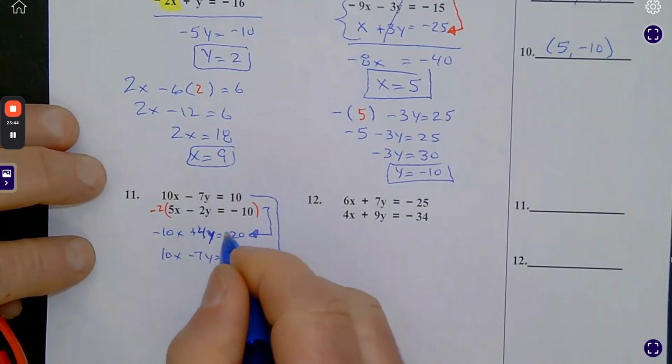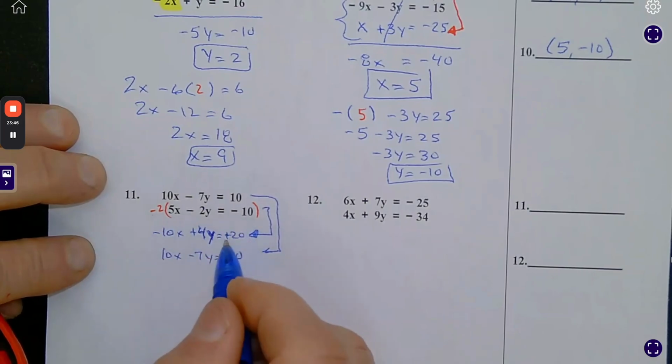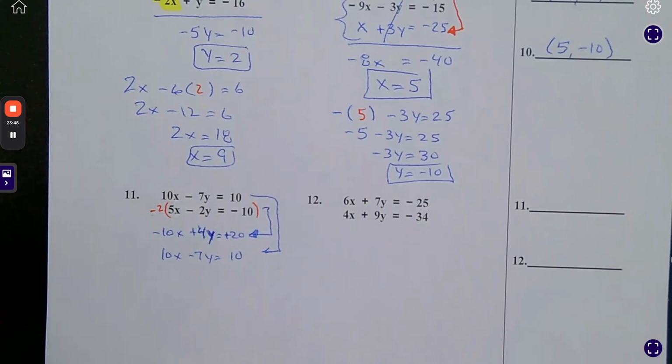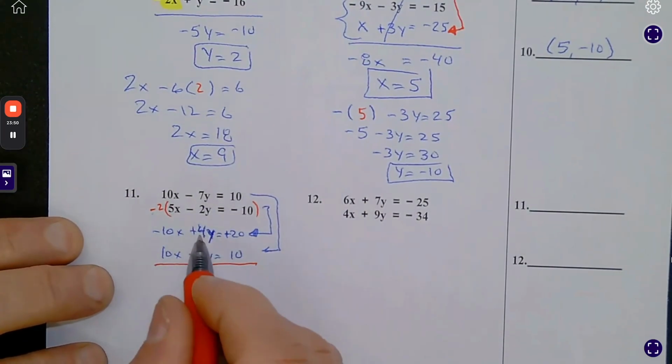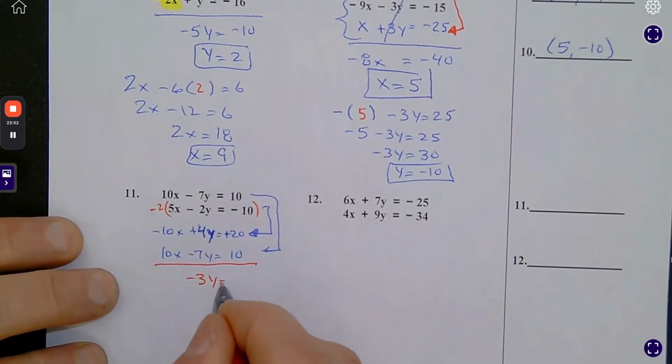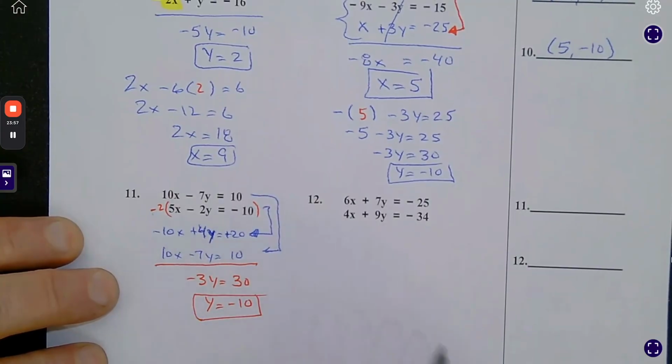This should be a +20. Sorry about that, because a negative times a negative. I'm glad I caught that. That would have been ugly. Add them up. Divide by -3. There's my y.